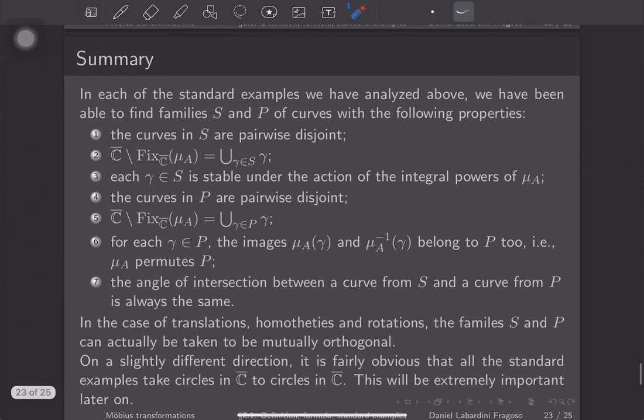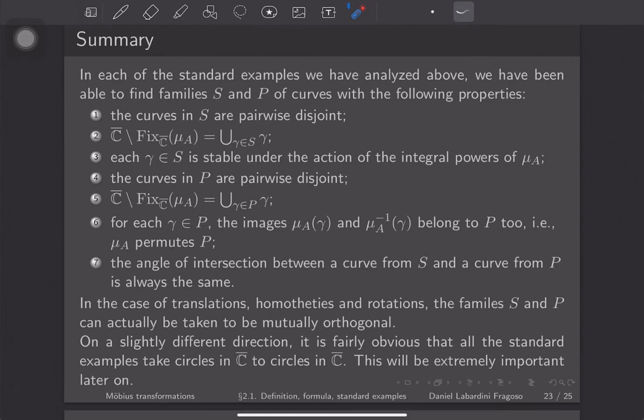And just to finish, some summary. Except for the last case, which was these loxodromes, when alpha lies outside the positive real numbers and outside the unit circle, all the analysis was very simple-minded, very easy, there was no mystery. But I could extract some special geometric facts. In every case, I could find two families of curves, in some cases more, but in all cases, two families of curves. The first family consisted of curves, each of which is stable under all integral powers of the Möbius transformation.